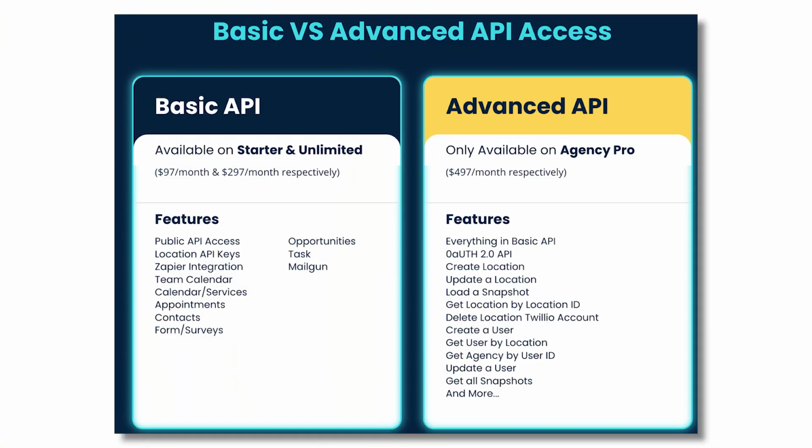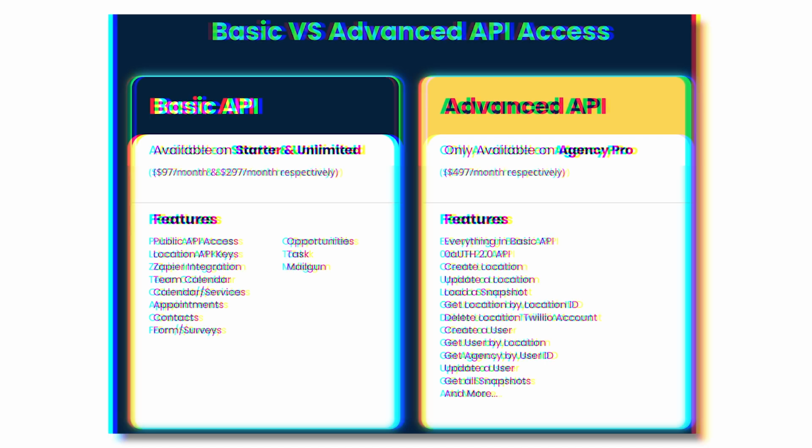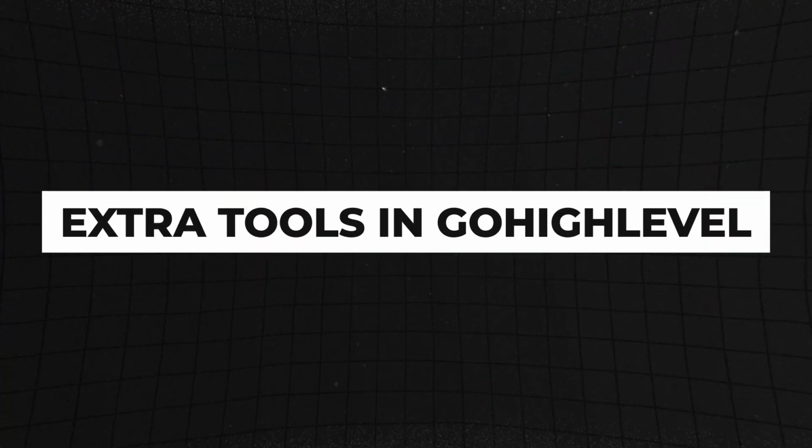I don't speak code, but this is the difference on the screen between the basic and the advanced API. It definitely seems like the advanced API is the most worth it, especially if you're building some kind of app with HighLevel.